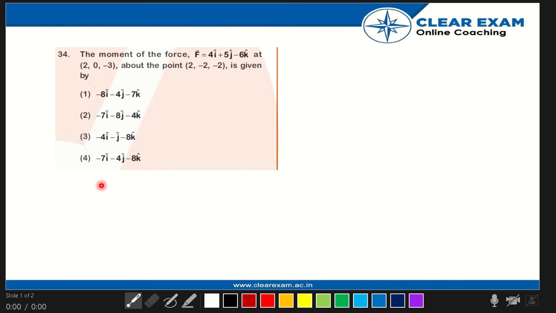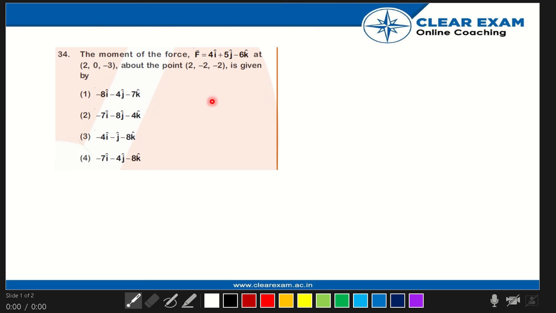Hello everyone, let's start with the 34th question. The moment of the force F vector is given to us equals 4i cap plus 5j cap minus 6k cap at point (2, 0, -3) and about the point (2, -2) is given by, and these are the options: -8i cap, -4j cap, -7k cap; -7i cap, -8i cap, -4k cap; and this -4i cap. Yes, these two options are there.